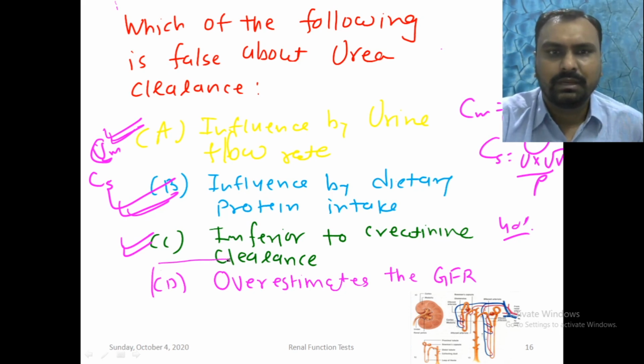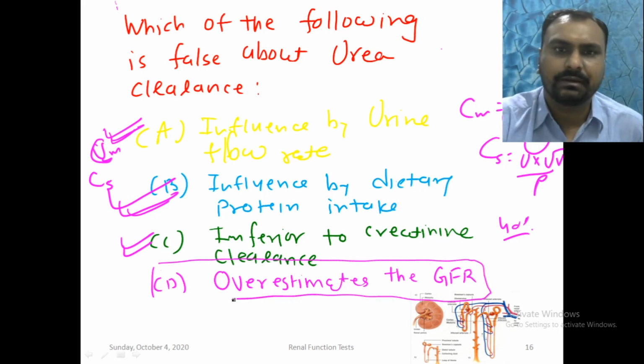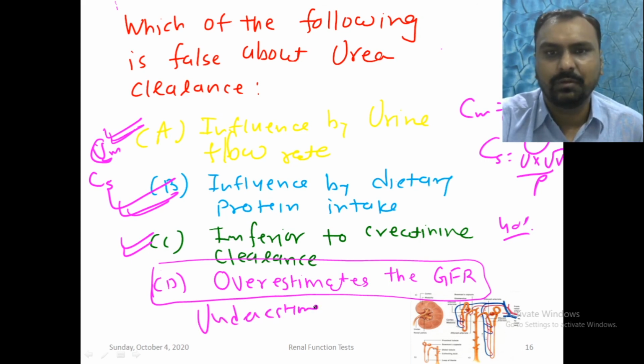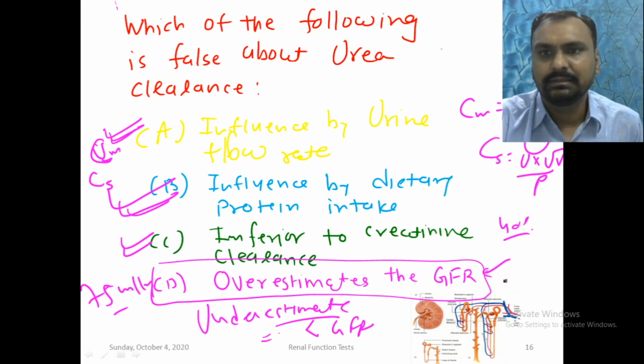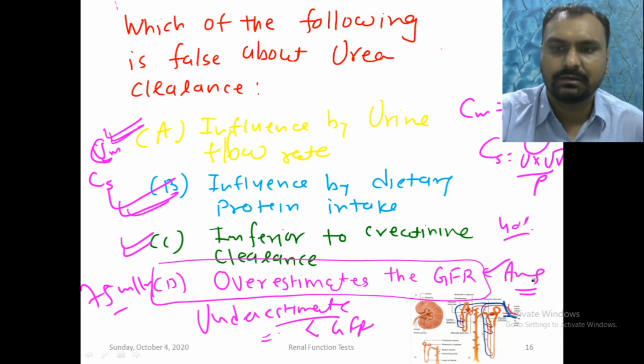And the last option is overestimates the GFR. No, it underestimates the GFR because it is reabsorbed by the tubular cell, so it will be less than the GFR. It underestimates the GFR, around 75 ml per minute. So your correct answer is overestimates the GFR.